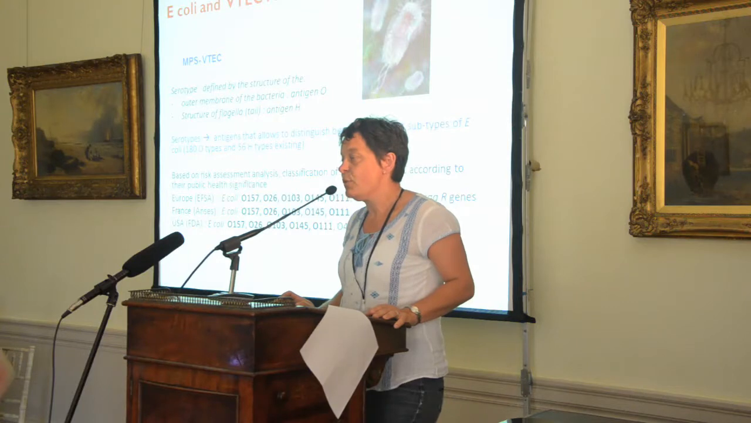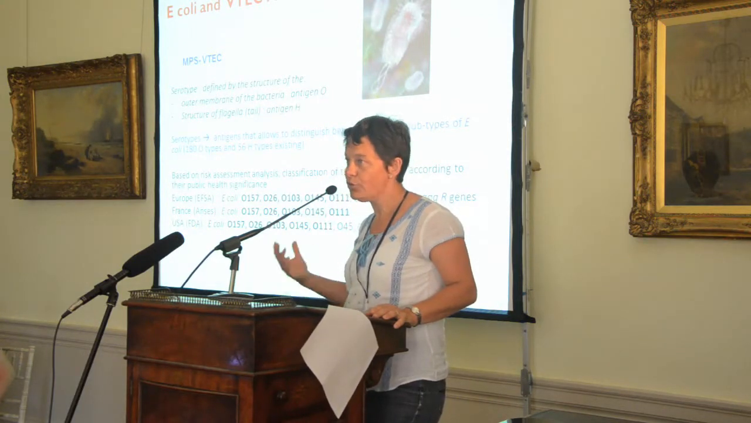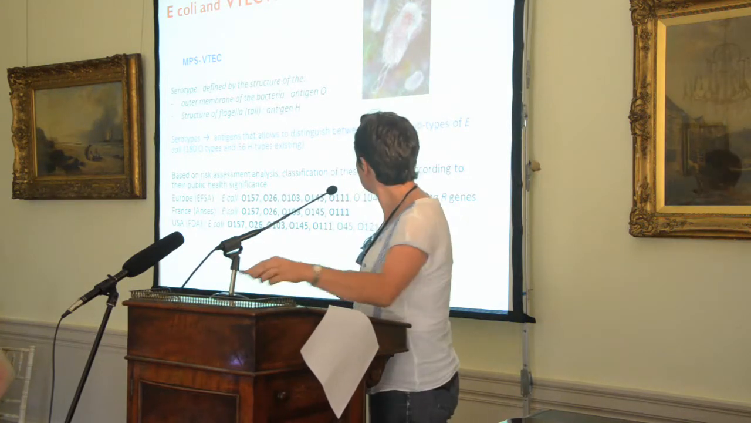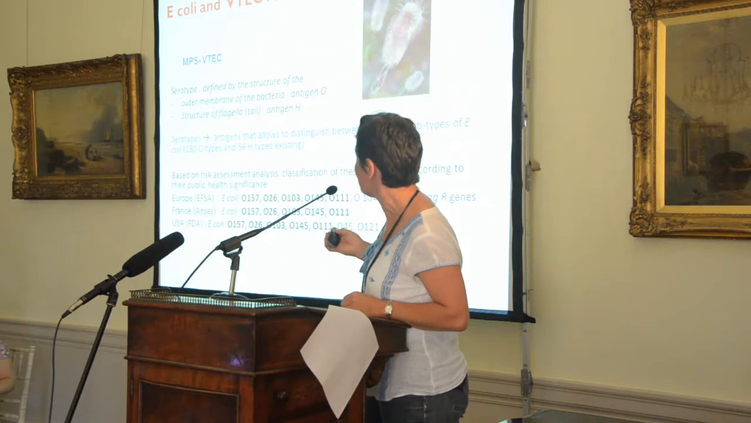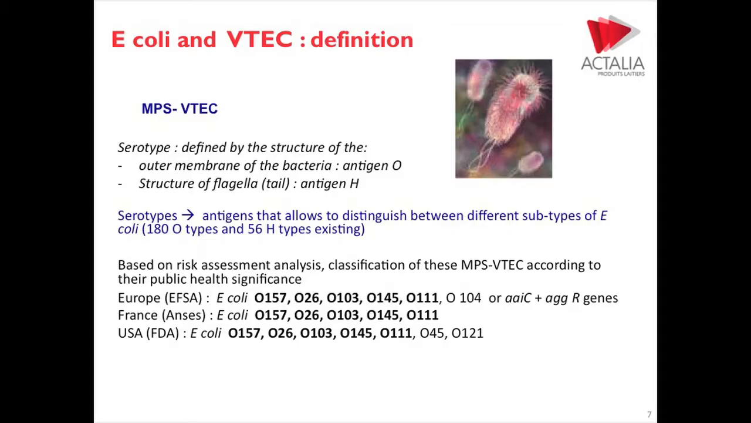So the serotypes, what is it? It's just, let's say, the outer membrane of the bacteria and one of the flagella, which is called, what could be considered as a tail of the bacteria, which got different antigenic structure, and it could differentiate different E. coli. And we've got nearly 200 different serotypes, considering the O difference and the H difference.